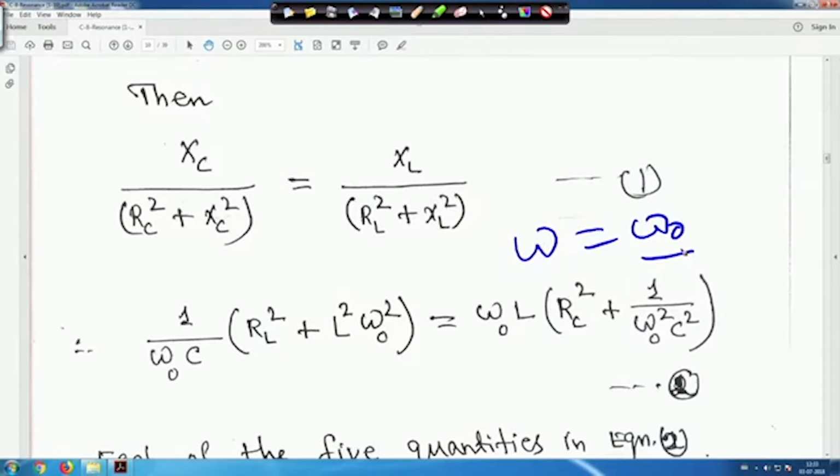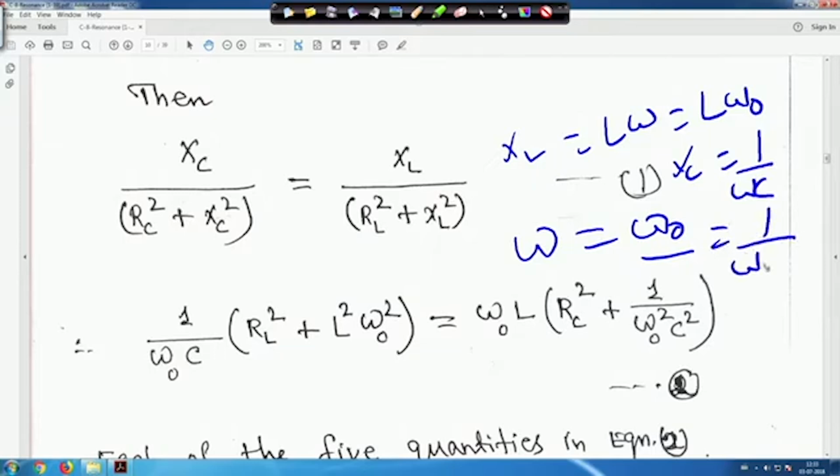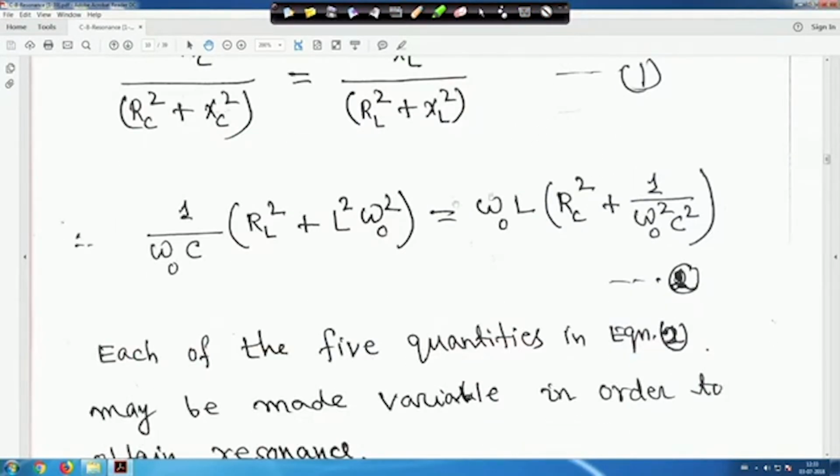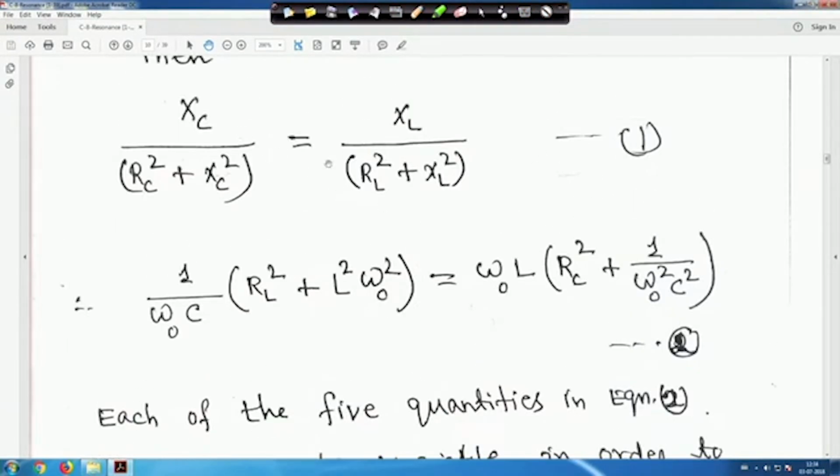Wherever we have XL, it is equal to L omega, that is L omega 0, right, and XC is equal to 1 upon omega C, that is 1 upon omega 0 C, right. So you put it here, that XL is equal to L omega 0 and XC is equal to 1 upon omega 0 C, and just simplify, right. Let me clear it. So if you just simplify, that is all. Cross multiply and then you put it.